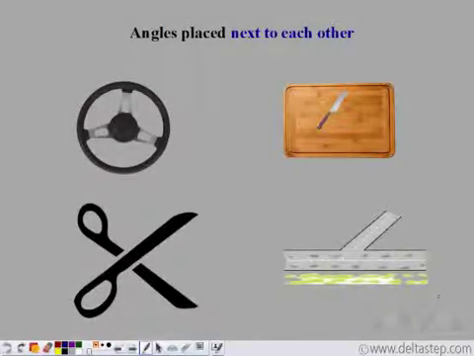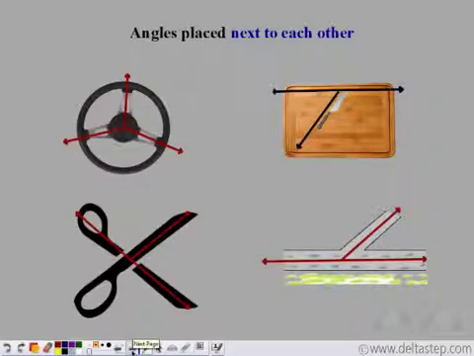Look at these pictures. We see these things in our daily life all around us. If you observe carefully, you'll see certain angles being formed. So there are certain angles being formed in the things we see around us in our daily life.